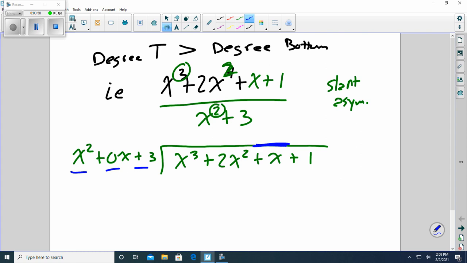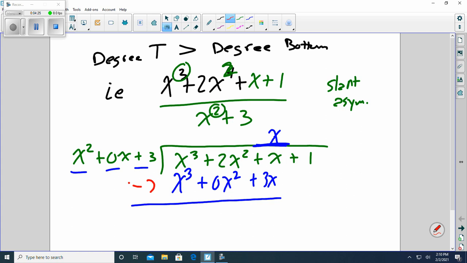This is basically where we're going to start dividing. So what I'm going to ask myself, what do I need to multiply times this x squared by to make it x to the 3rd? X. So I'm going to go x times x squared. That gives me x to the 3rd. X times 0x is 0x squared, which is still 0. X times 3 is 3x. Then I'm going to subtract these. So x to the 3rd minus x to the 3rd, those cancel. 2x squared minus 0x squared is 2x squared. X minus 3x is minus 2x. And then I bring my 1 down. Does that math seem okay so far?